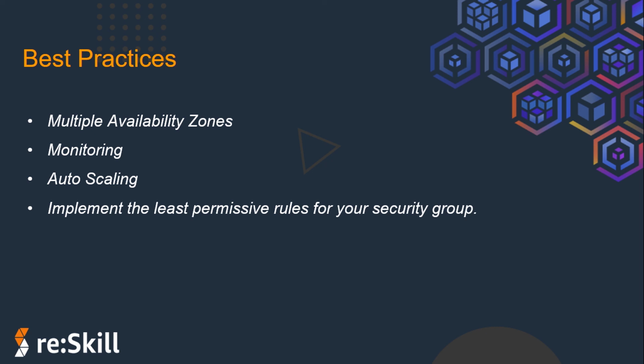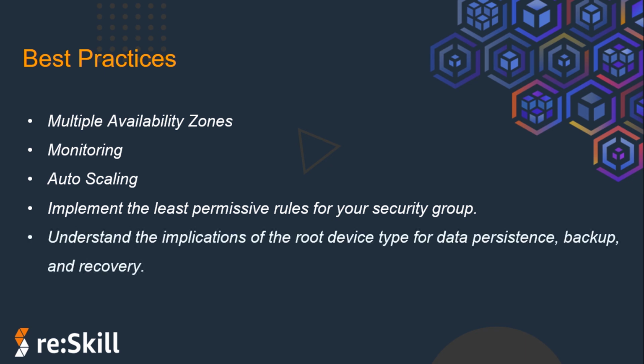Also implement the least permissive rules for your security group. It shouldn't be very permissive, it should be least permissive, so that only the required persons can log into your EC2 instance, not anybody else. And understand the implications of the root device type for data persistence, backup and recovery. What kind of storage do you want? What should be the root volume? What should be any additional volumes? How do you want to back them up? How do you want to persist them? Do you even want persistence or do you want the ephemeral storage? All these things you should keep in mind.